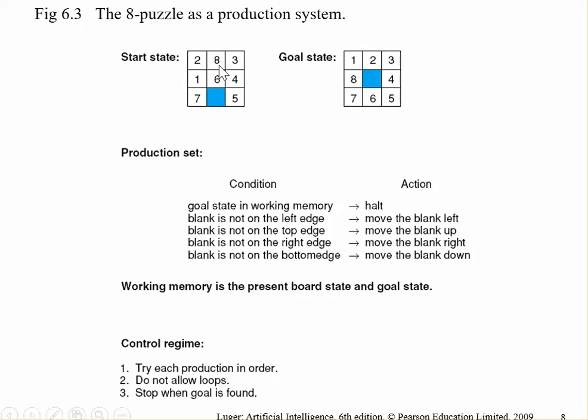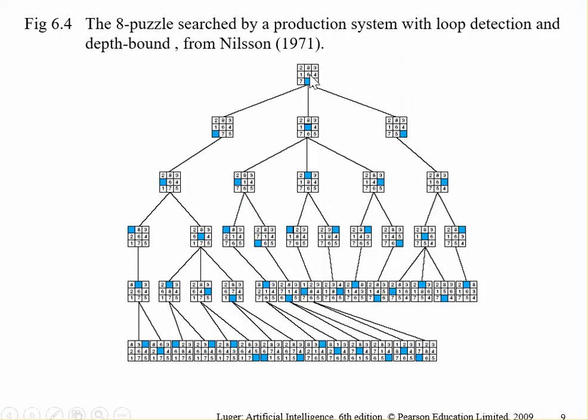Now I go and see if this matches one of these rules. Is this the goal? No, they are different, so it's not the goal. So this is not going to be in my conflict set, right? Now, is the blank not on the left? Yes, so this rule is going to be there. And it's not on the top, so this rule is also there. It's not on the right, it is in the bottom. So the only conditions that are not in my conflict set are the first and the last. That means I got three possible rules: moving left, up, and right. And that's what we have here. So from here I got 1, 2, and 3.